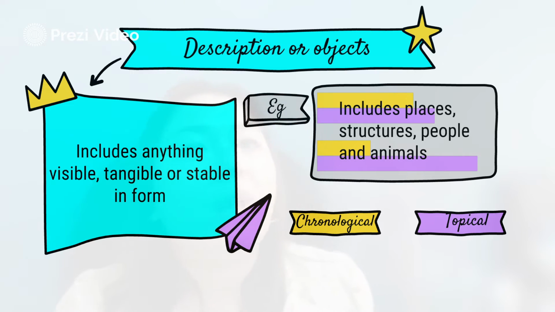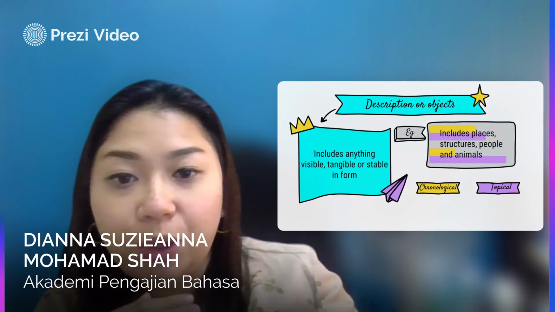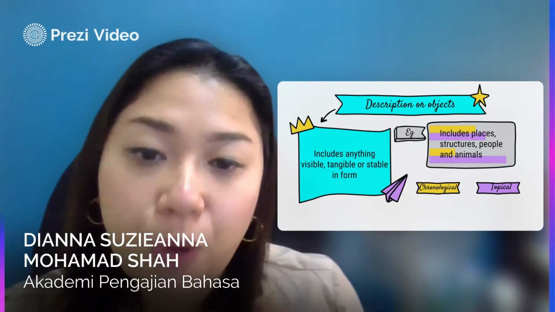Chronological is when you would like to talk about COVID-19, for example. So you go step by step. Number one, what you should do. Number two, the next step is. Number three, next, what's next? All right. Okay, so this is going to be the example of description of objects.